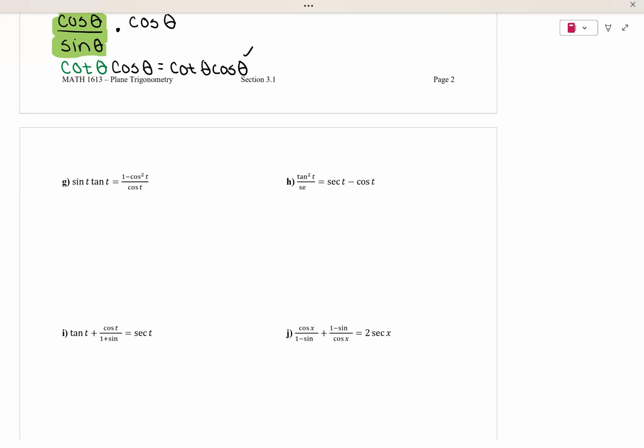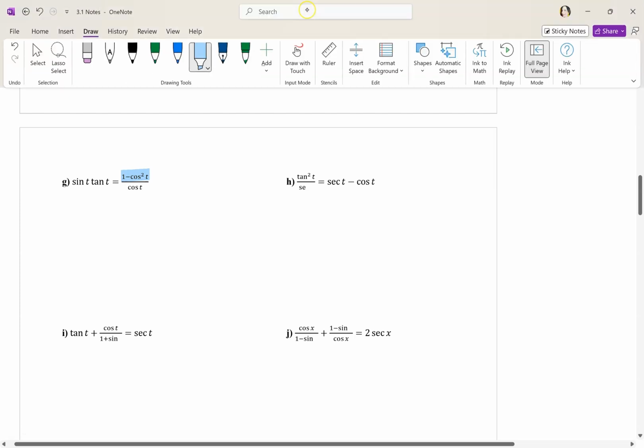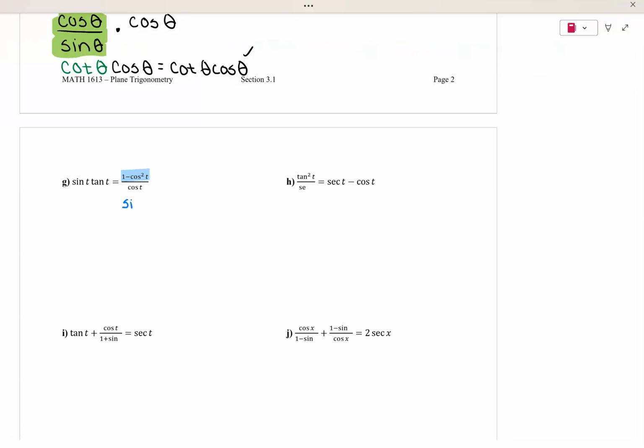So let's look at G. We have sine of t times tan of t. And then 1 has to equal 1 minus cosine squared of t over cosine of t. I think we should work on the right hand side this time, because when I'm looking at this, what do we know that 1 minus cosine squared of t is? And hopefully you said it, sine squared of t. And then want to write that over cosine of t.